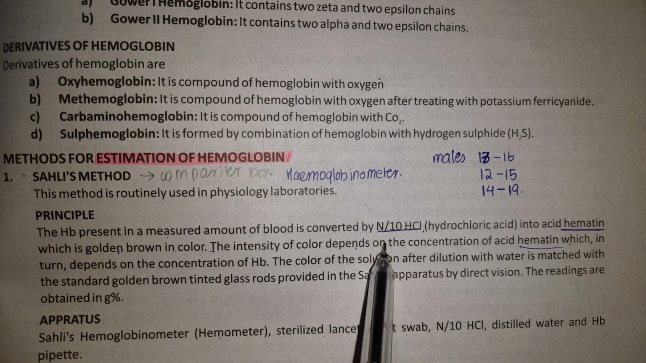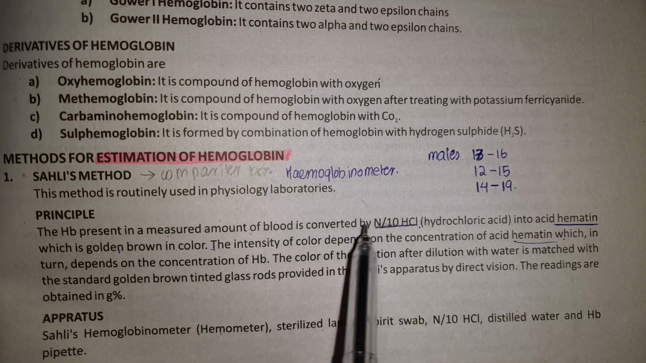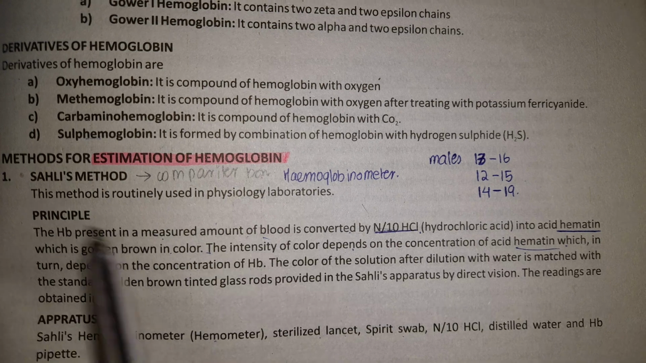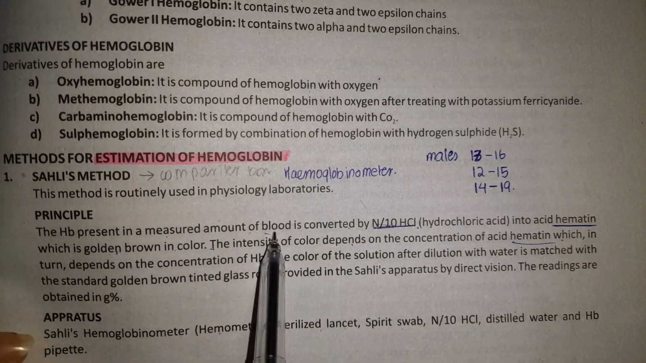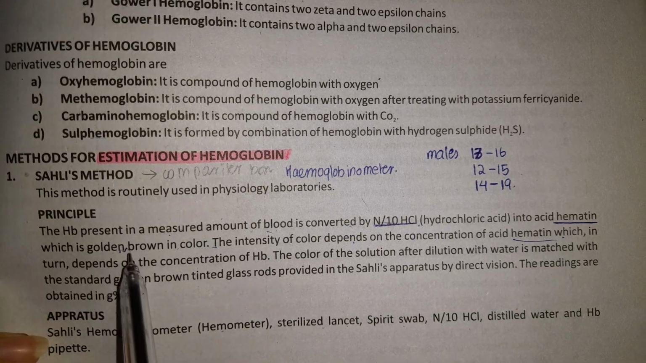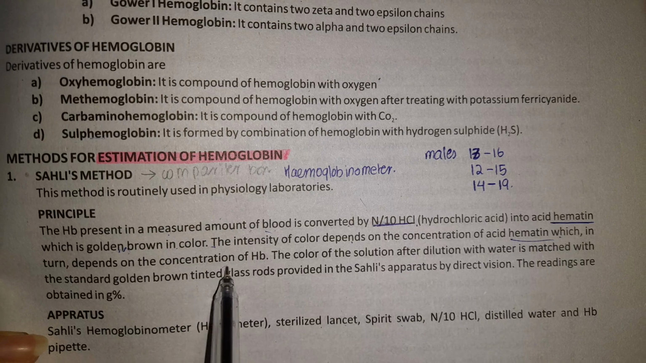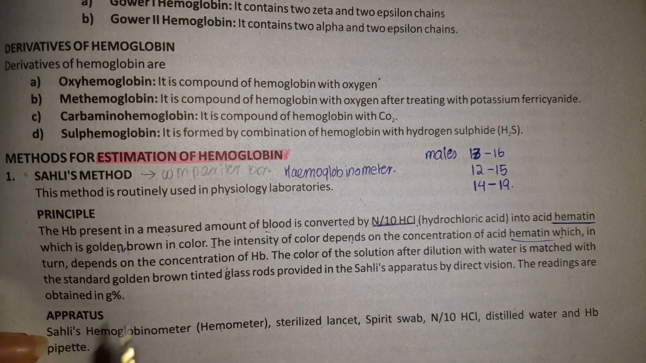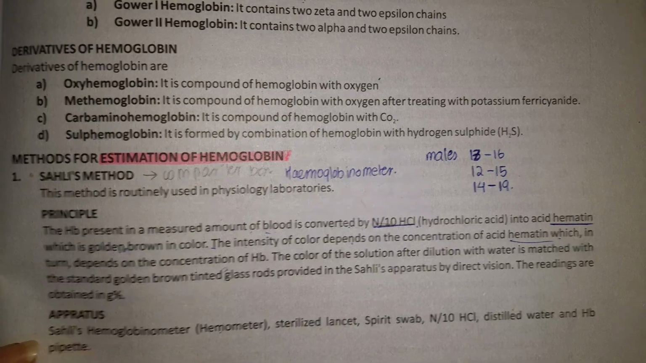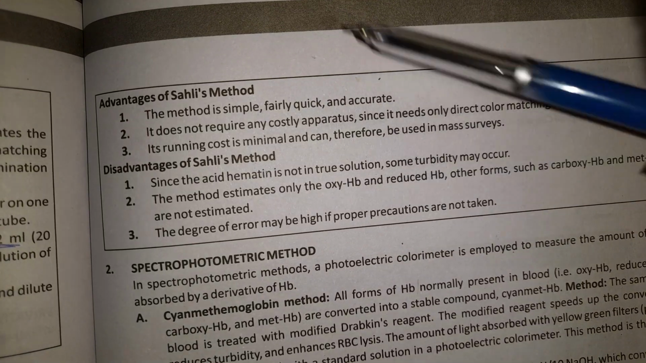prick the blood via a lancet, then use N/10 hydrochloric acid to convert the hemoglobin of the blood into hematin. When the hemoglobin is converted into hematin, it produces a golden brown color, and this color depends on the amount of hematin produced, which is directly proportional to the amount of hemoglobin present, and hence it helps us identify the amount of hemoglobin. Let's go to advantages and disadvantages first, then I will show you its whole apparatus.